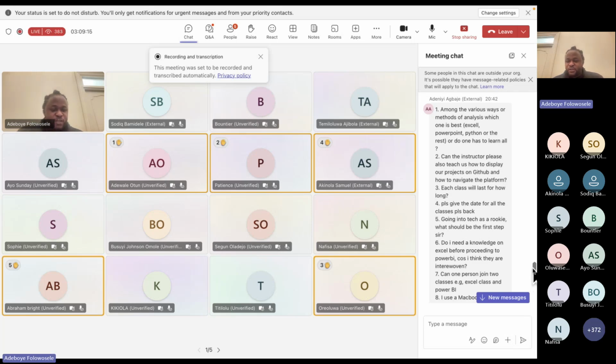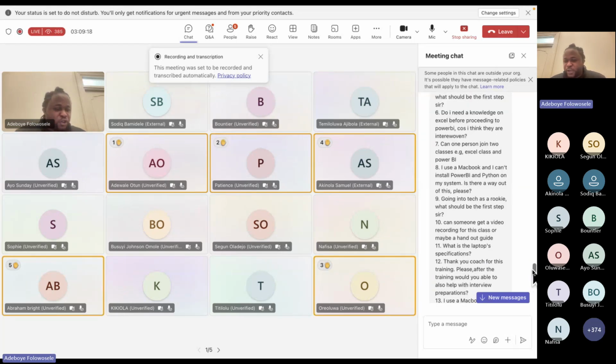Then can I join 2 classes? Yes, you can even join the O4. It depends on you. It depends on your capacity.